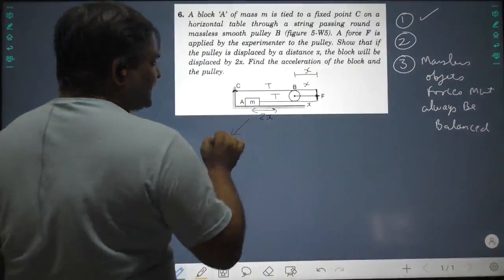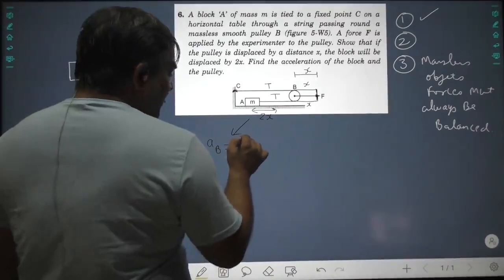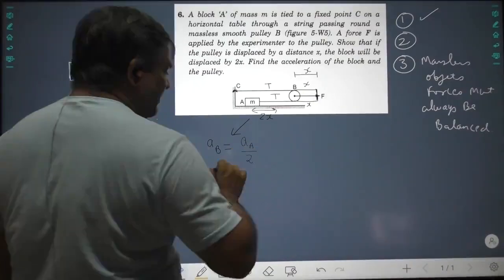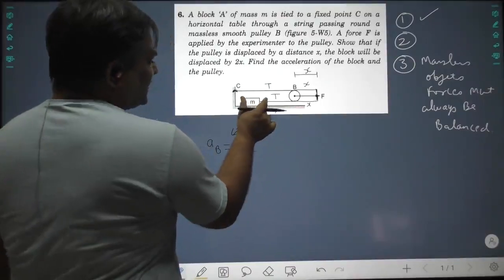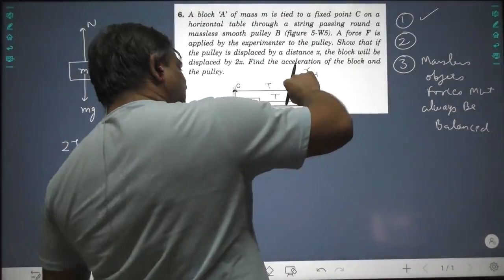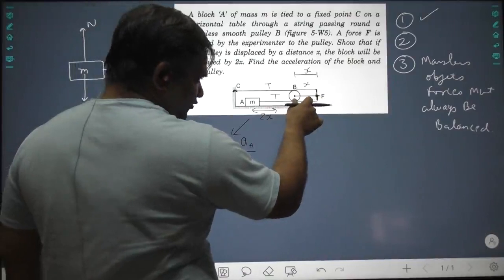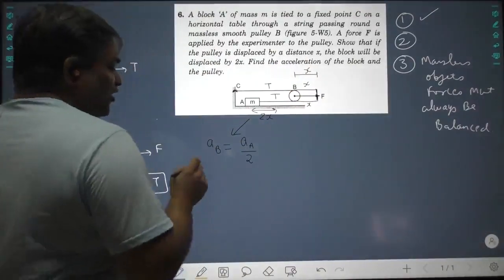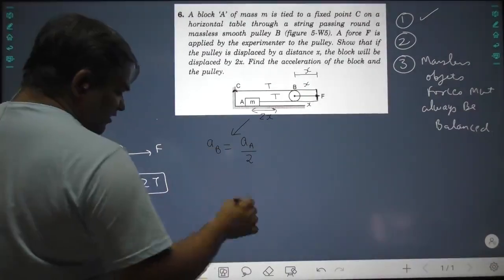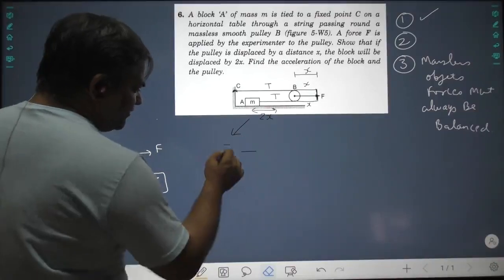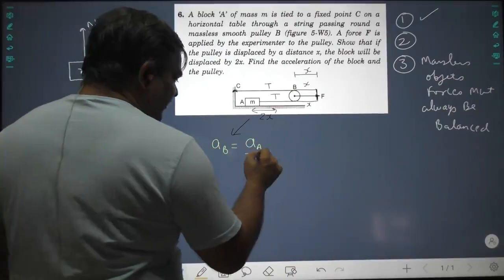So by logic we can say that acceleration of point B is basically acceleration of point A divided by 2. Why? Because when this moves x distance, then this whole length x will get divided into 2 equal parts, x by 2, x by 2. Then it will only move x by 2 distance. So acceleration of point B will be acceleration of A divided by 2.